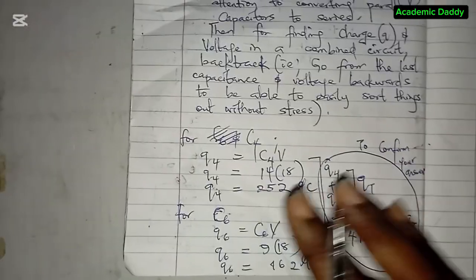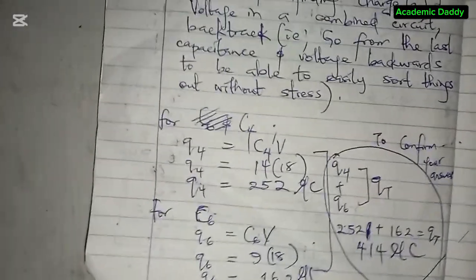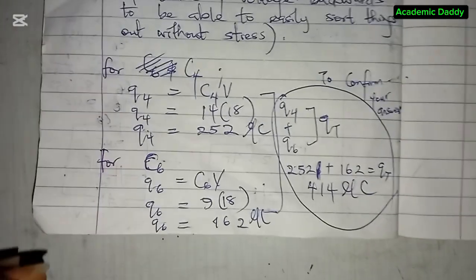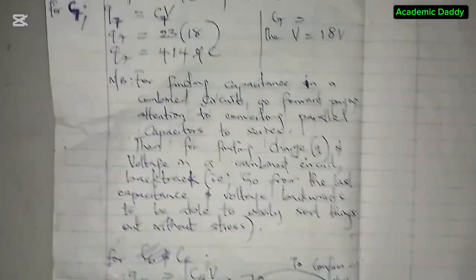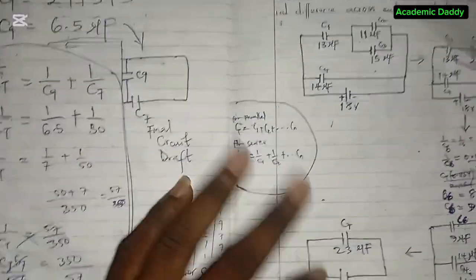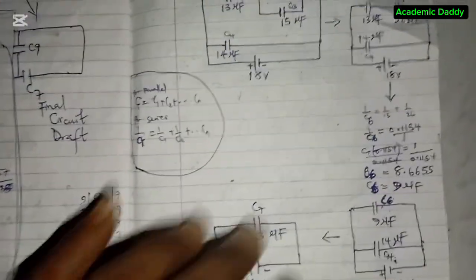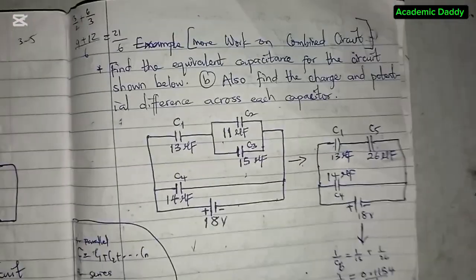So we've gotten Q7, Q6, charge 6 and charge 4. So let's go and check if there's any other one we are to find. Always backtrack. Going forward you find capacitance, going backward you find charge and voltage. If you are doing it like this, you'll never have issue. So let's go. As we are backtracking, we've done this one, we are backtracking.